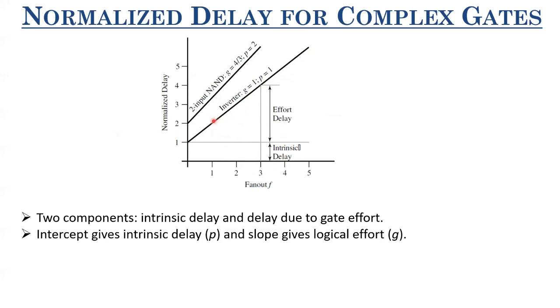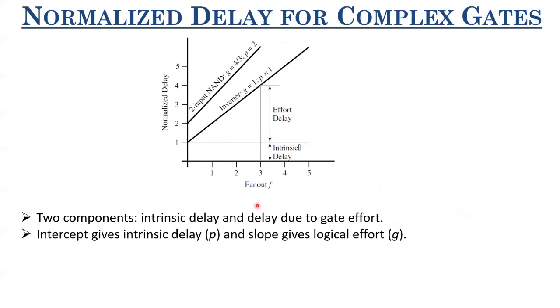Now, this intercept on the y-axis gives you the intrinsic delay, right? And the slope, what does that give you? That gives you the logical effort, G. So if you are given a curve like this, with normalized delay as a function of fan out, then just by looking at this curve, you can find its intrinsic delay factor, P, and its slope, which gives you the logical effort.